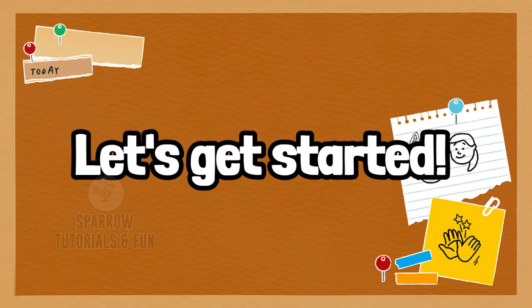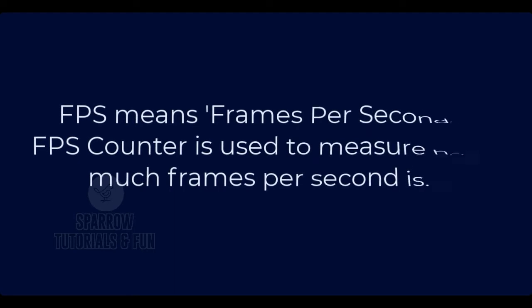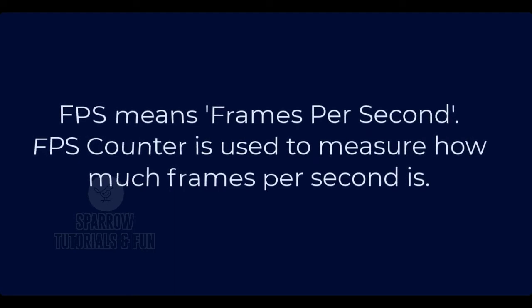So let's get started. Okay, let's see what the word FPS means. Is it first person shooter game? No, FPS means frames per second. FPS counter is used to measure how much pixels the sprite moves in a second. Now let's move on to the tutorial.